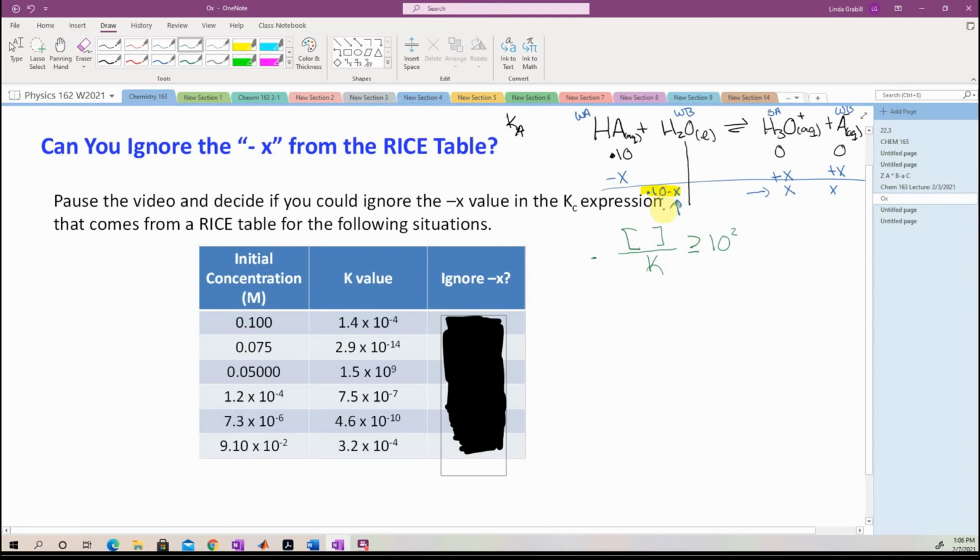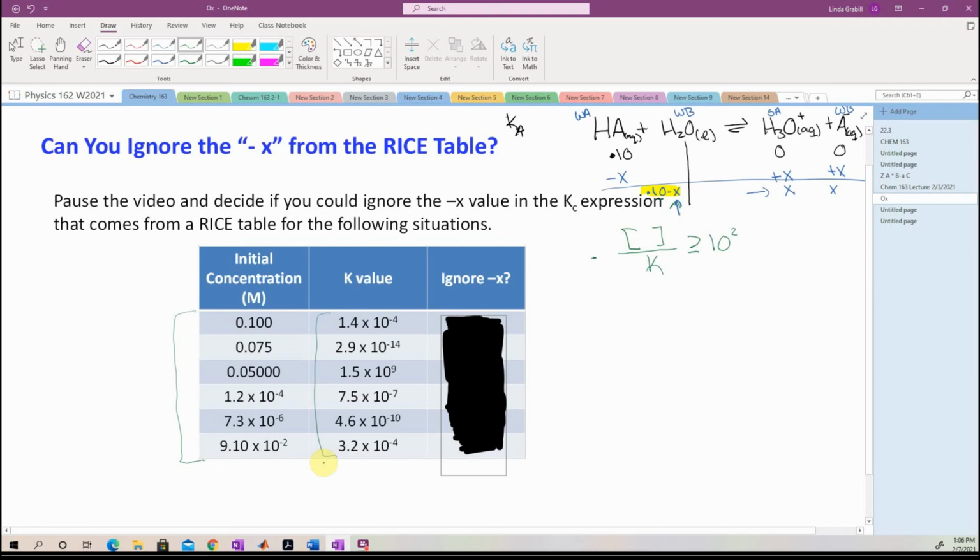So now I'm going to give you some practice with that. What I want you to do is pause this and come back. I've given you a list of initial concentrations and their K values. So let's see what you come up with. Come on back.